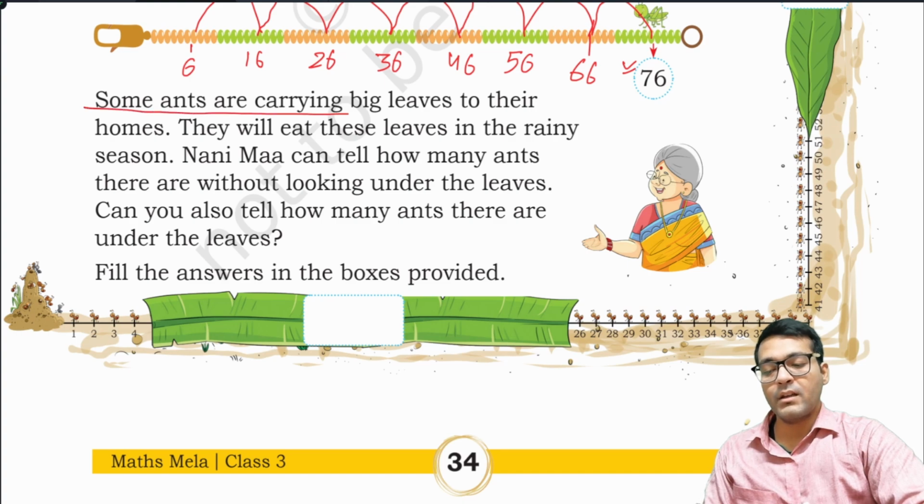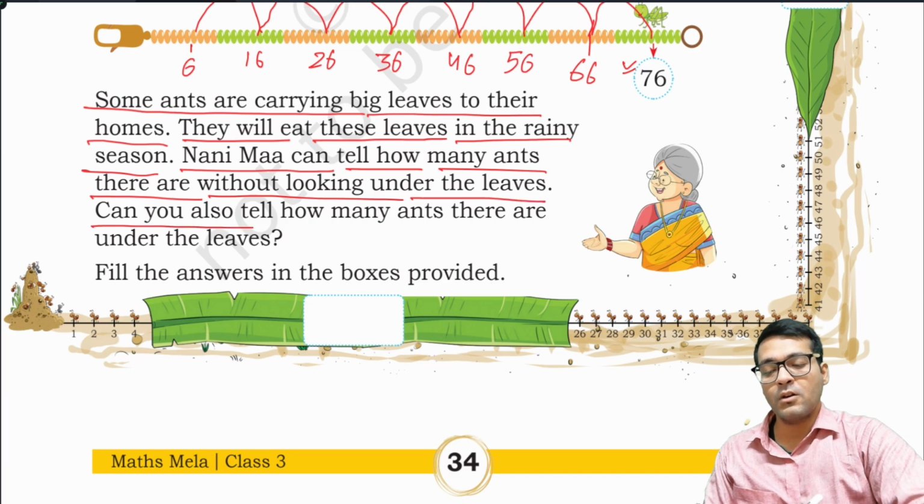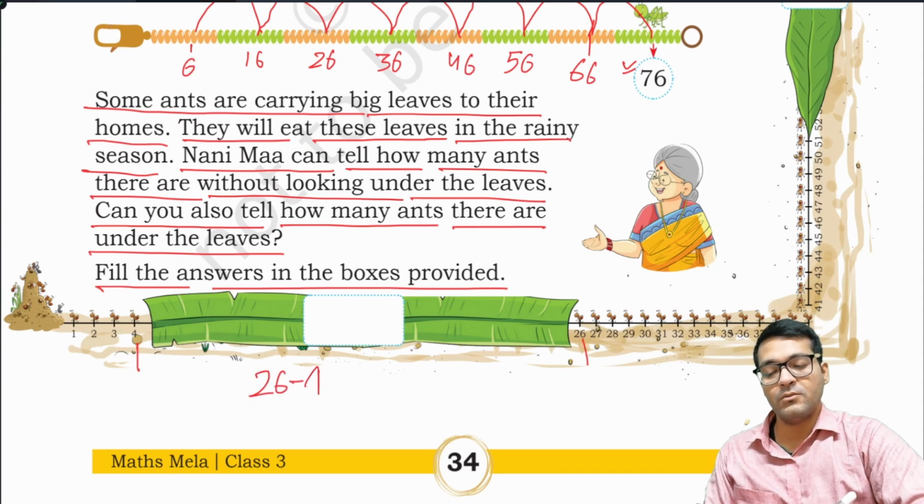Some ants are carrying big leaves to their homes. They will eat these leaves in the rainy season. Nani Maa can tell how many ants there are without looking under the leaves. Can you also tell how many ants there are under the leaves? Fill the answer in the boxes provided. Here, the fourth one, here, the 26th one. That means how many ants are hidden here? 26 minus 4, that is 22.